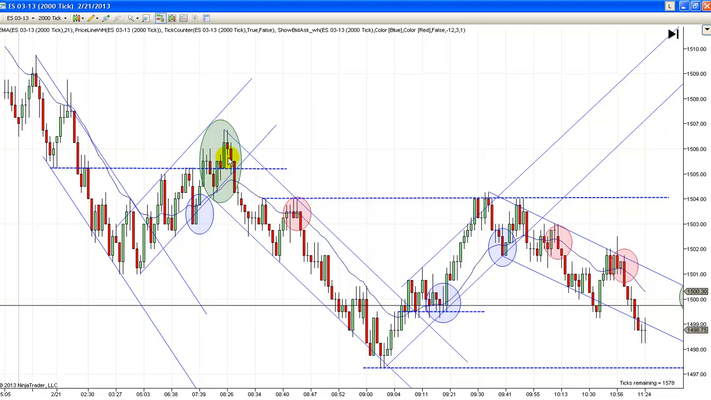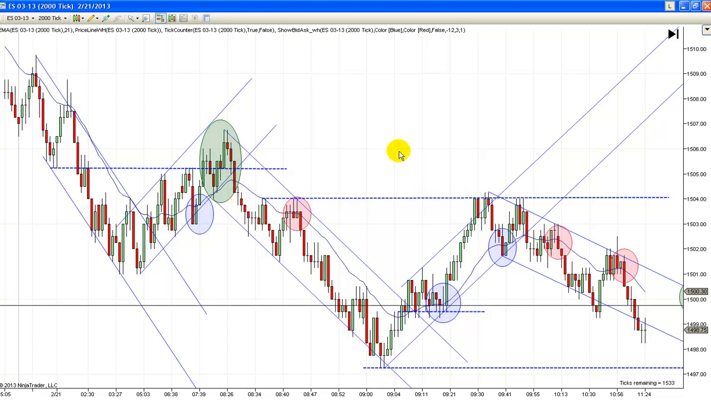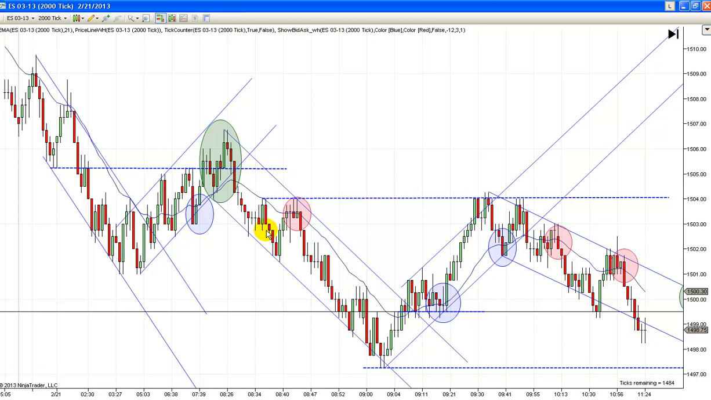And if you'd taken that short, it would have failed on you. If you'd taken that one, then more power to you. It was a great trade, but I didn't think it was worth risking. I went long right there. I exited. I almost went short here, and it would have worked if I had.